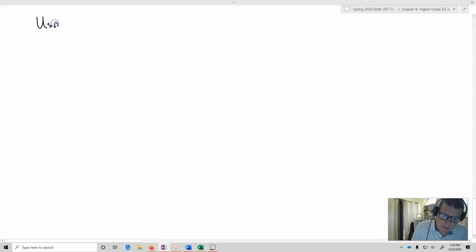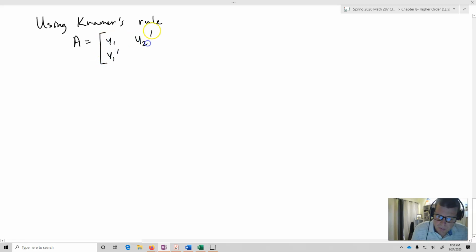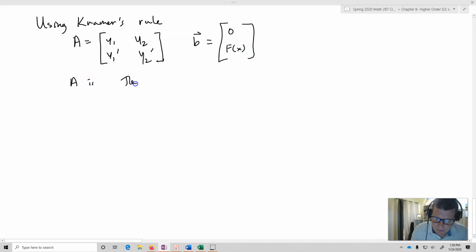Using Cramer's rule, we have our A. A is equal to y1, y1 prime, y2, y2 prime. And our B is going to equal 0, f of x. One thing to notice here is that A is the matrix for the Wronskian. So I'm going to use that fact, and when I find its determinant, I'm going to call it the Wronskian, because it's the Wronskian for y1, y2.